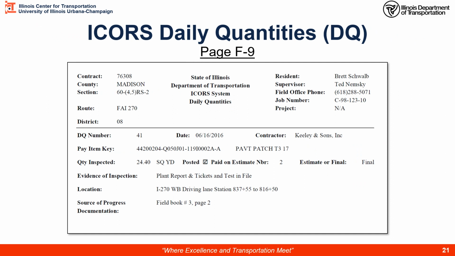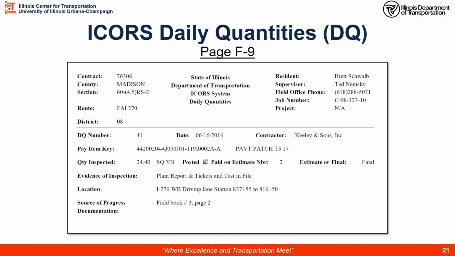This is an example of an I-Corps daily quantities report. This represents one line on the quantity book for a specific date. Here we have the date of the work, pay item number, pay item description, quantity, units.